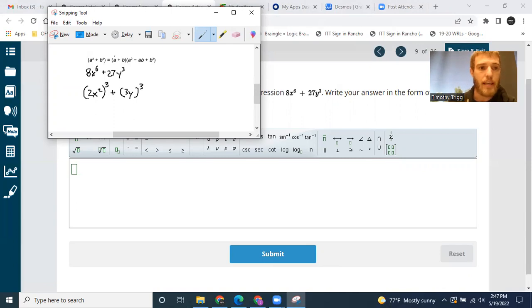So everywhere we see an a here, we're going to replace with 2x squared. And everywhere we see a b, we're going to replace it with 3y. So this is essentially our a, and this is essentially our b. Okay, so now how does this look? Well, I got our first parentheses, a smaller parentheses, a plus b, right? So our a, 2x squared, plus b. What's our b? 3y.